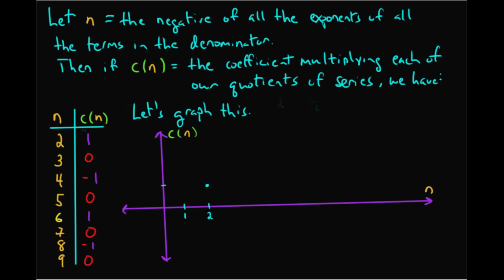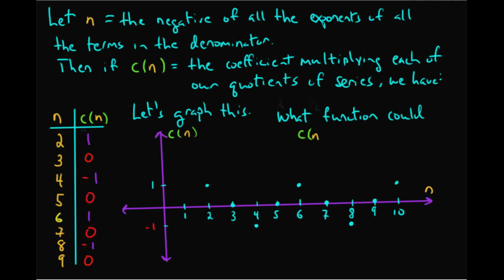For n equals 3, c of n equals 0. For n equals 4, c of n equals negative 1. For n equals 5, c of n equals 0 again, and so on. Well, what function could c of n be? If we connect the dots, it becomes pretty clear that it's something sinusoidal.